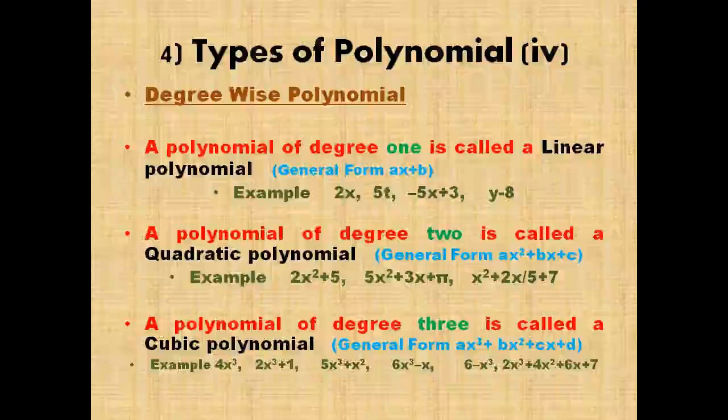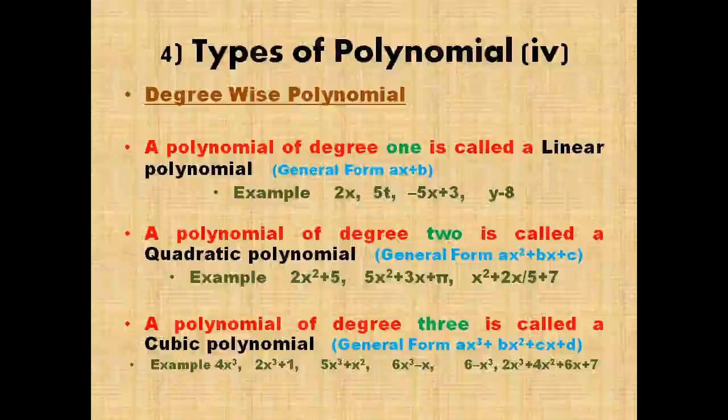The same way, quadratic polynomial, degree 2, its general form is ax squared plus bx plus c, where a, b, c are constants and x is the variable. Examples are there, 2x squared plus 5, 5x squared plus 3x plus pi. Sir, pi? Yes, pi is an irrational number. We studied that also, the irrational number.